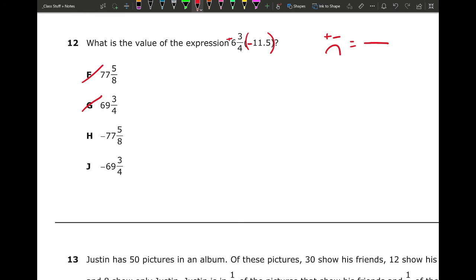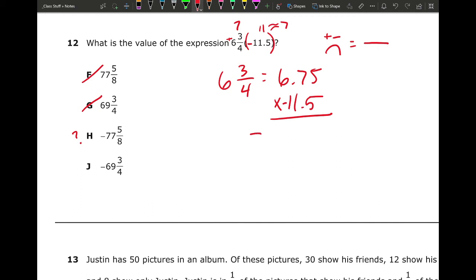Now let's estimate. Let's bring this up to 7, and let's bring this down to 11. That's going to be 77. So it might be H, but I guess we do have to actually multiply this thing. But I have a mixed number and a decimal, so I will have to convert that mixed number into a decimal first. So this is the same thing as 6.75 times 11.5. This is negative, so my answer is going to be negative. When I multiply 6.75 times 11.5, I get 77.625.